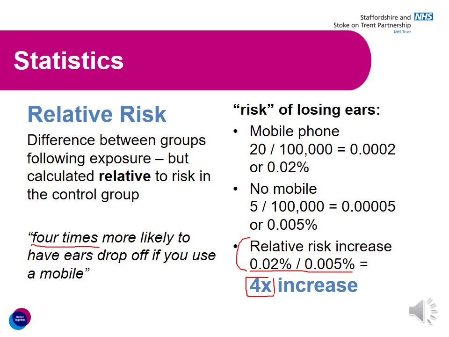You still need to know what the baseline risk is to start with, which is here. So 4 times more likely compared to this very low baseline of 0.005, or only 5 out of 100,000 people, is not a big increase. It sounds like a big increase because 4 times sounds big, but 4 times a very small amount is still a small amount.